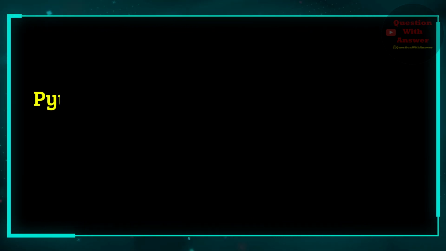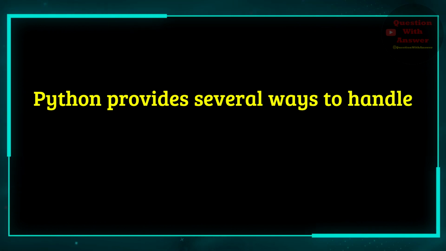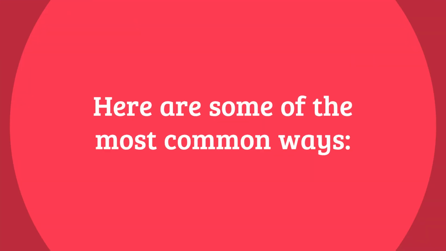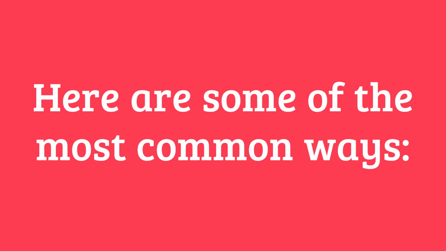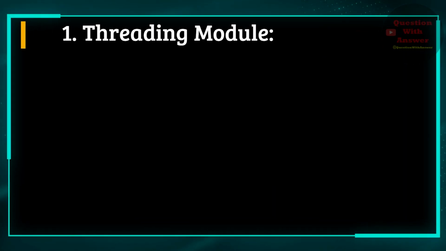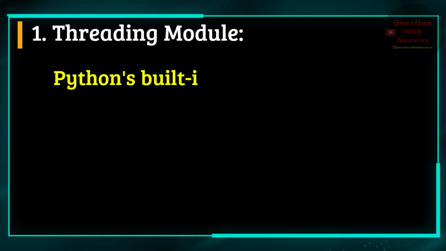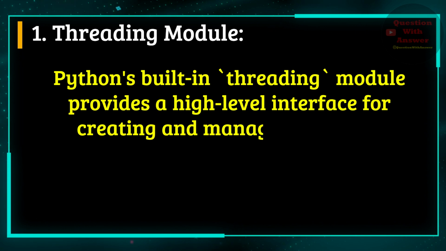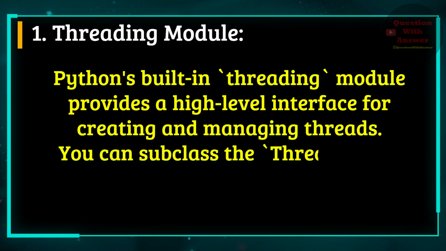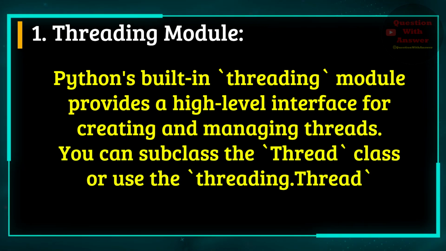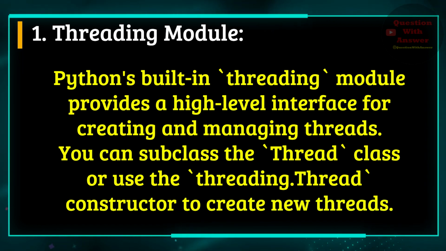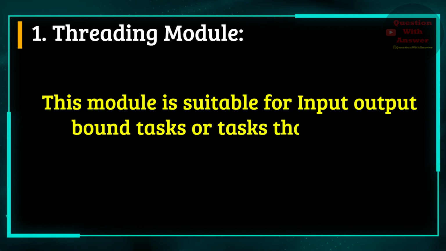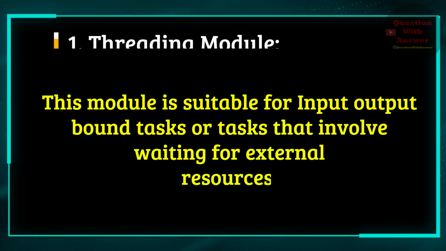Answer. Python provides several ways to handle multi-threading, each with its own advantages and use cases. Here are some of the most common ways. 1. Threading module. Python's built-in threading module provides a high-level interface for creating and managing threads. You can subclass the Thread class or use the Thread constructor to create new threads. This module is suitable for input-output bound tasks or tasks that involve waiting for external resources.